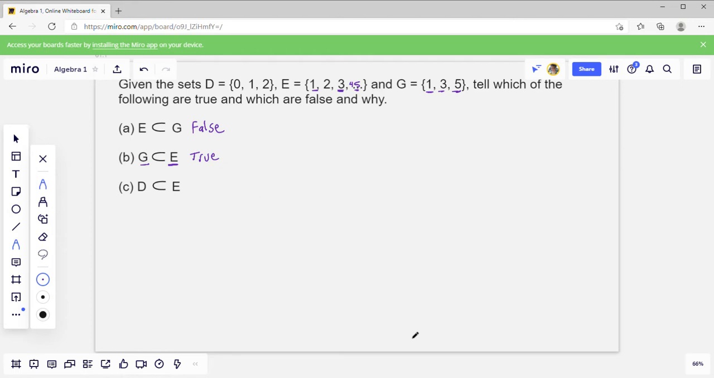All right, next one is D is a subset of E. So let's look at D. 0, 1, 2. Does E have 0, 1, and 2? Well, it's got 1 and 2, but it doesn't have 0. So that means that one is false. All the members of D are not also members of E.